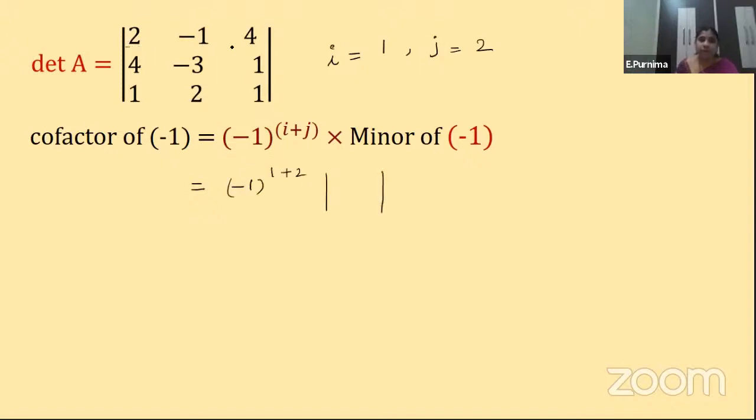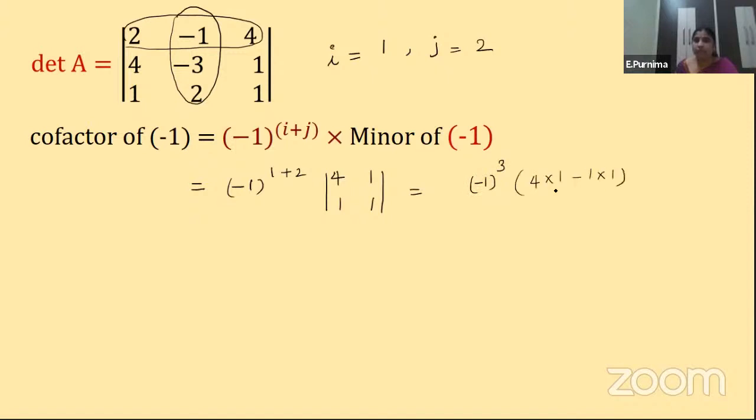So which row should be covered here? First row, and the second column should be covered. Now what are the 4 elements left, children, after covering this? 4, 1, 1, 1. Now let us try to find out this, which is equal to what we get? Minus 1 whole to the power of 3 into 4 into 1 minus 1 into 1, is equal to minus 1 whole to the power of 3, which is how much? Minus 1 raised to an odd number will give you minus 1 only. So that is nothing but minus of 4 minus 1, which is minus 3.